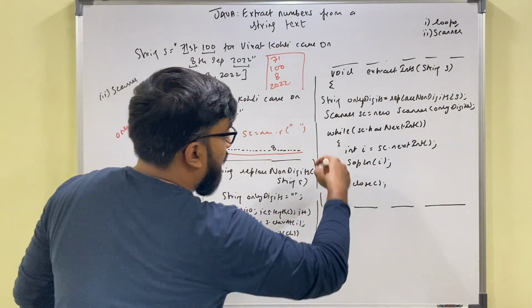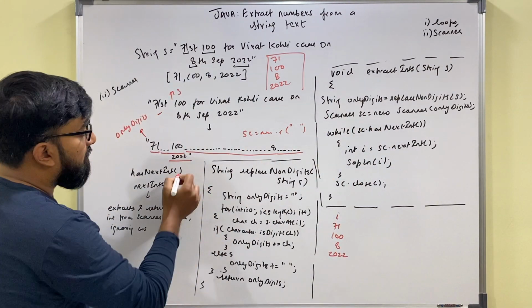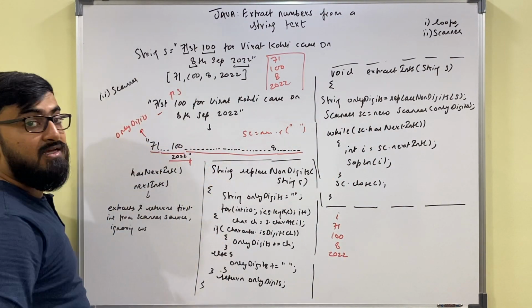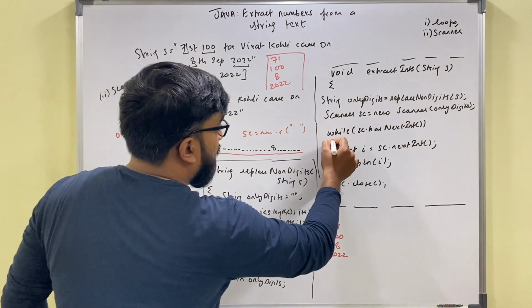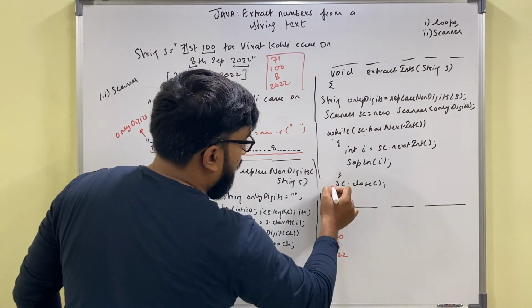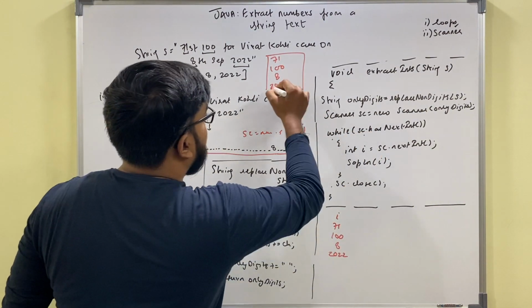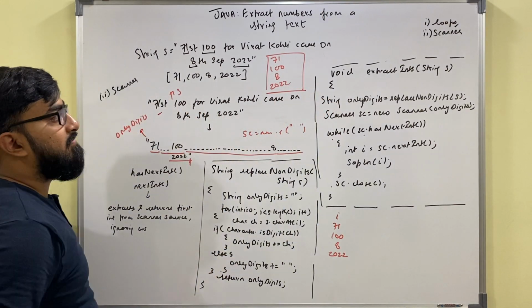You go back to check this condition again. hasNextInt returns false because you have reached the end of the source. While this condition is false, the while loop breaks, you come here, you close this scanner, and this is the output you get for this input string.